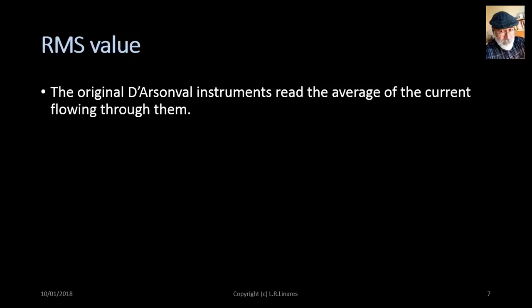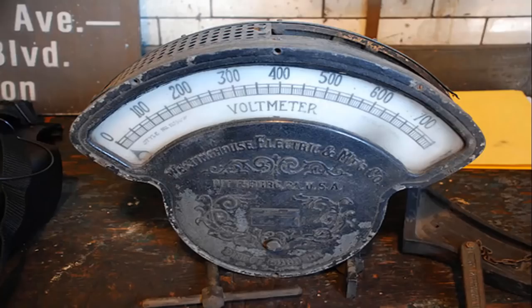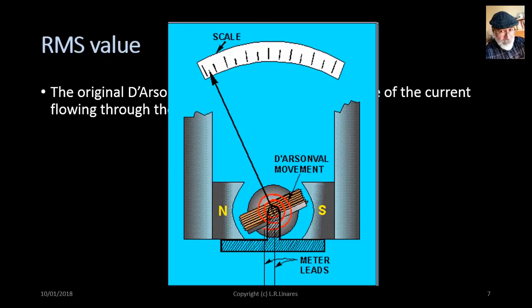The original d'Arsonval instruments read the average of the current flowing through them. They were electromechanical devices like this. We would put a coil around a cylinder of iron that could move in the middle of a magnetic field. Attached to that drum, there was a needle. The needle would move on a paper scale, and the displacement was proportional to the current that would pass through that coil surrounding the drum.